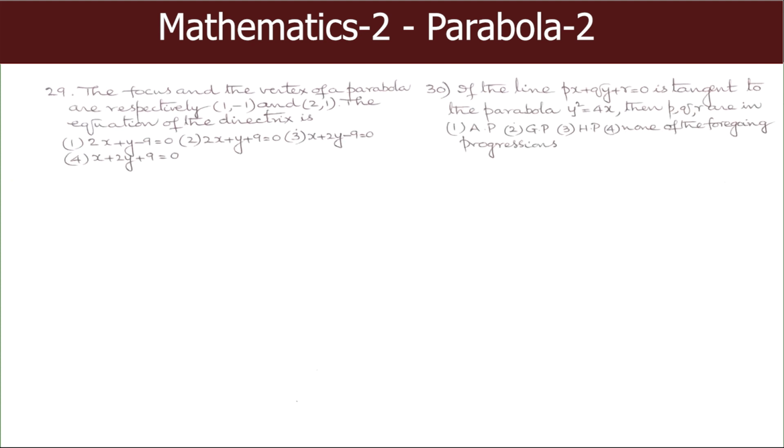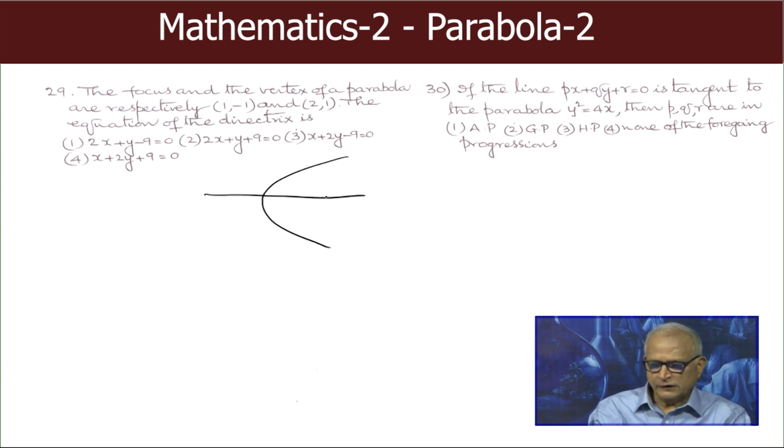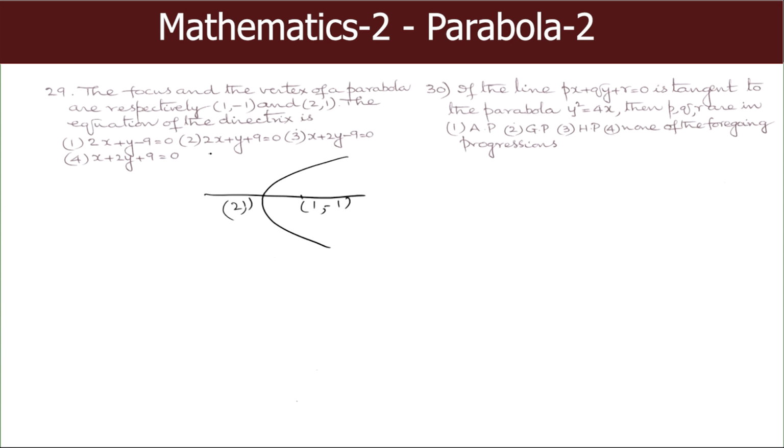Okay. Next, 29. The focus and the vertex of a parabola are respectively (1, -1) and (2, 1). Focus is (1, -1) and vertex is (2, 1). Equation of the directrix. What is the equation of the directrix? Well, this point (2, 1) is the midpoint of (1, -1) and the point where the directrix meets the axis. So, therefore, this is (4 - 1, 2 + 1), that is (3, 3).